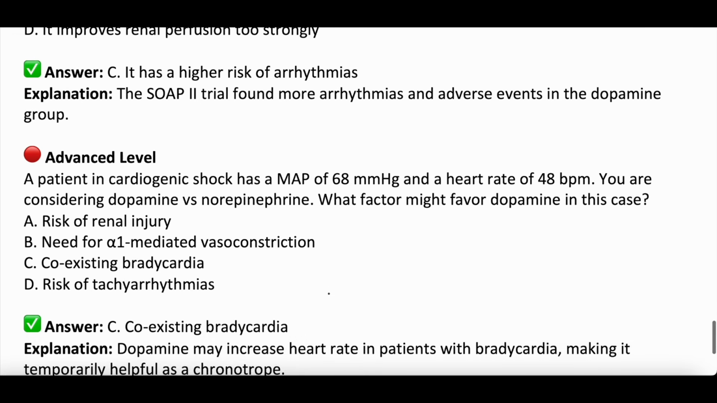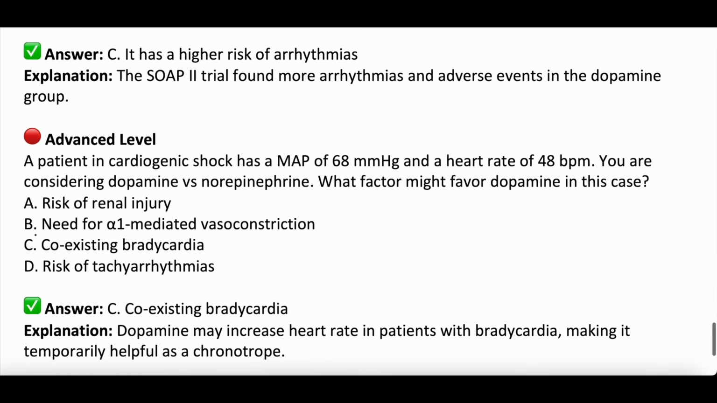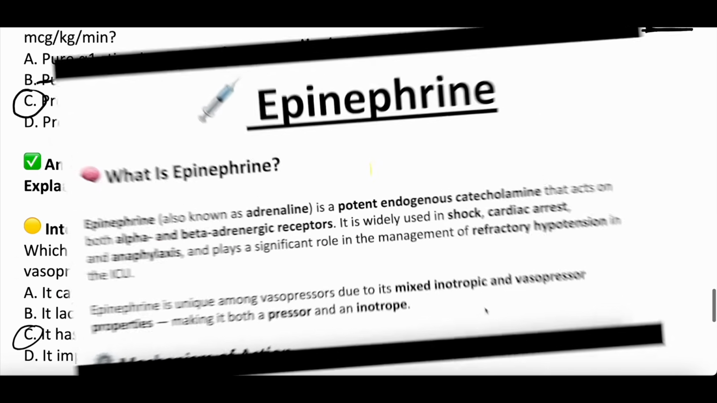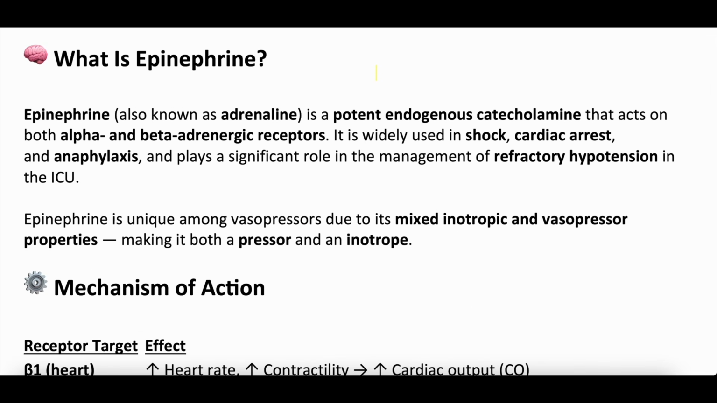The answer is C, coexisting bradycardia. So the one time in which we say you could consider dopamine, although we do not do this in our practice, is bradycardia. Dopamine may increase heart rate in patients with bradycardia, making it temporarily helpful, potentially, as a chronotrope or a drug to increase heart rate. None of the other answers useful, and even this for us, we do not do this, but we at least wanted to put something in there for how you could potentially consider using dopamine. That's all we have.